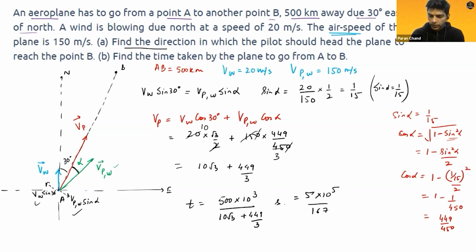So this comes out to be around 0.03 into 10 raised power 5. If you want to find it in minutes, it is around 0.83 hours, or 0.83 into 60, so around 50 minutes, right?